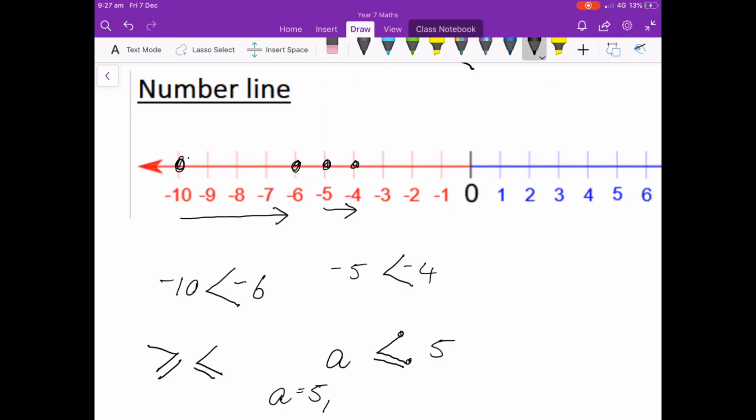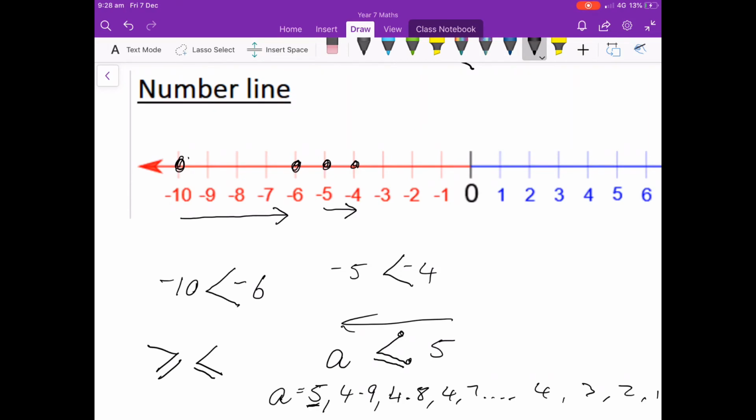Okay, so anything less than 5, which could be 4.9, 4.8, 4.7, and keep going down. It could be down to 4, down to 3, down to 2, and keep going down. Anything further down to the left of the number line because it's less than or equal to 5. So obviously it's got to be the option of equal to as well, 5.